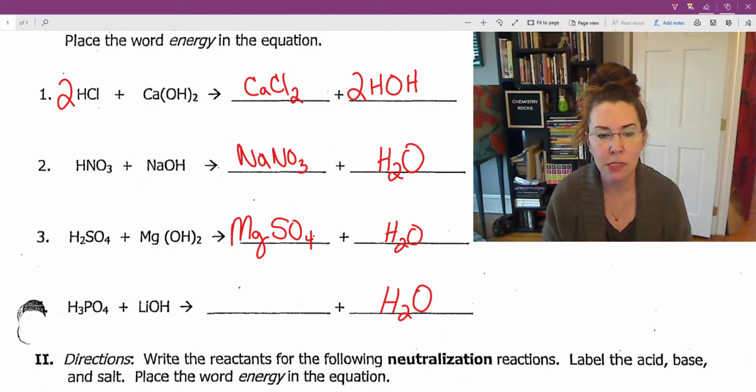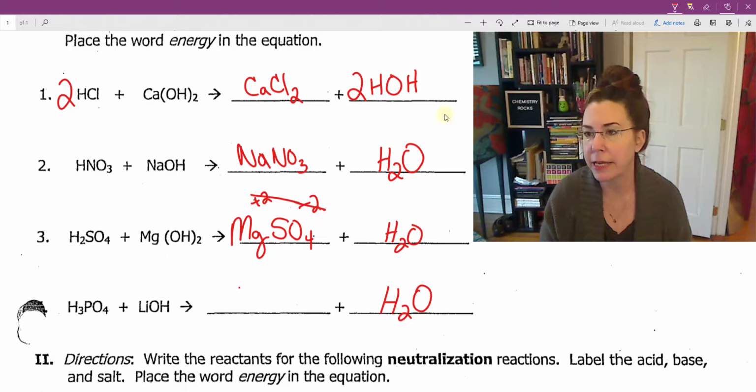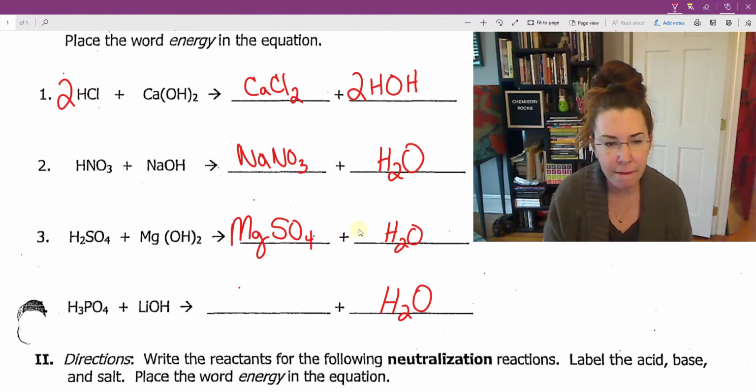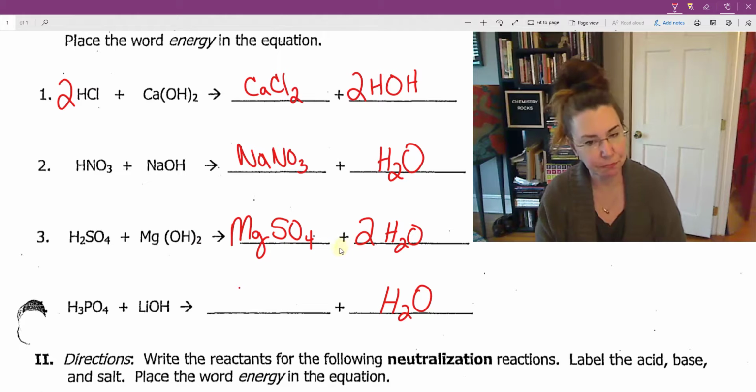So let's get rid of those. Let's look at our formula. Make sure it's written correctly. So I've got MgSO4. This is perfectly fine because the magnesium has a charge of +2 and the sulfate has a charge of -2. So they cancel each other out, so I do not need them. Let's look at our balancing. In order to balance this correctly, very simple, 2 hydrogens, 2 hydroxides. That means I need 2 waters.